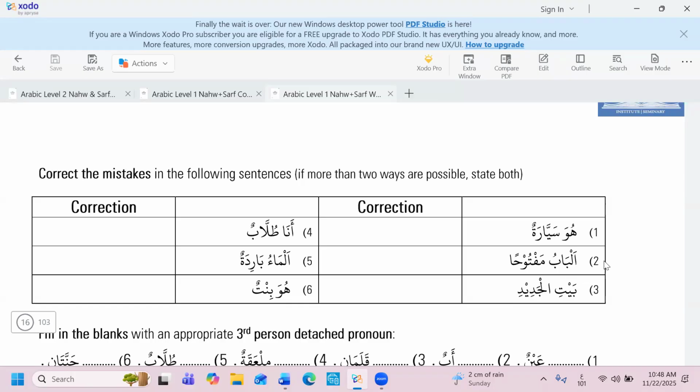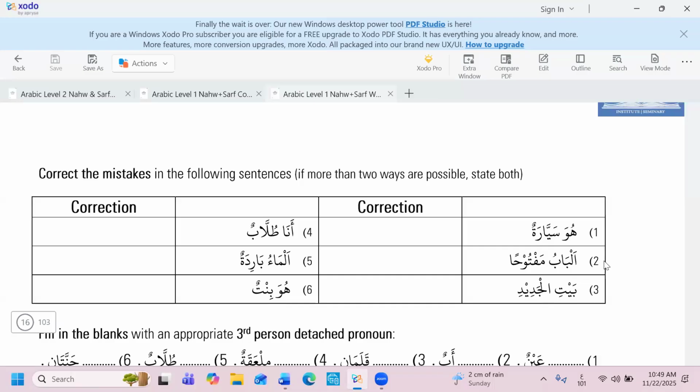Number 3, Bayt al-Jadid. There's a lot of things wrong there. So how would you correct the sentence? Al-Bayt. Yeah. Yeah, al-Baytu. Yeah, al-Baytu Bayt. Jadidun. Al-Baytu Jadidun. There's a lot going on there.